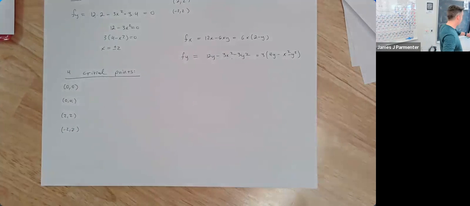So I just want to make it absolutely 100% clear that these 4 points and only these 4 points are the points that make both fx and fy simultaneously equal to 0. And these are the candidates for things that could be where we have a relative maximum, relative minimum, or a saddle point. So the question becomes then, how do you check?